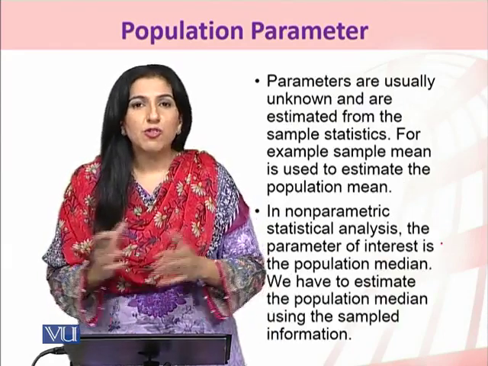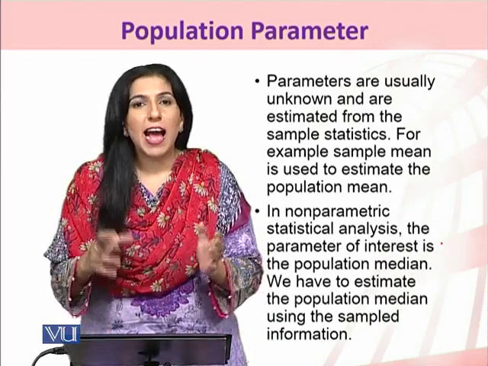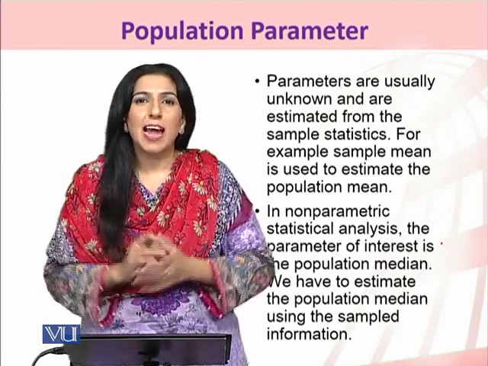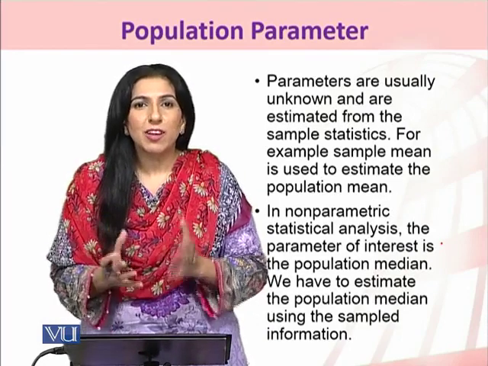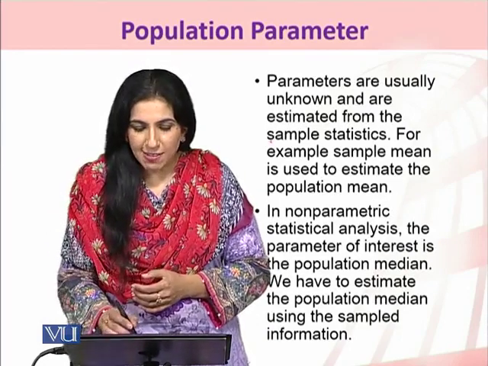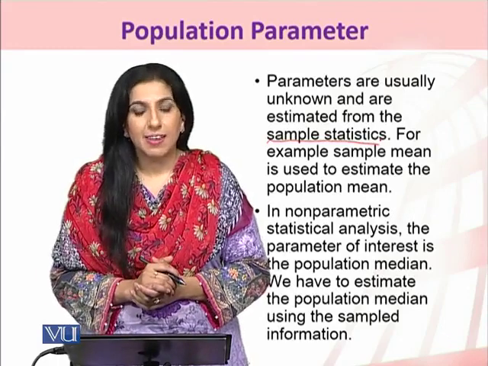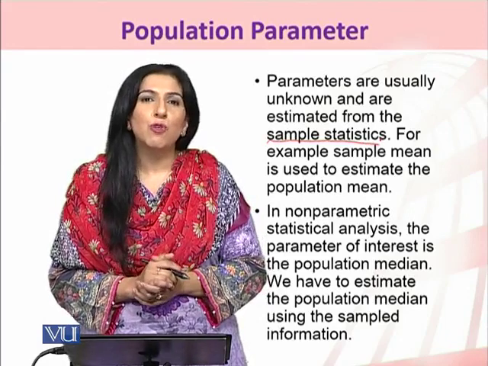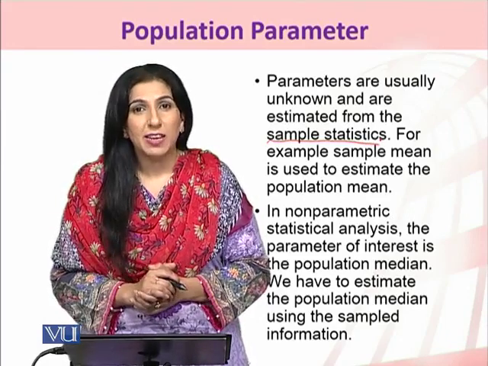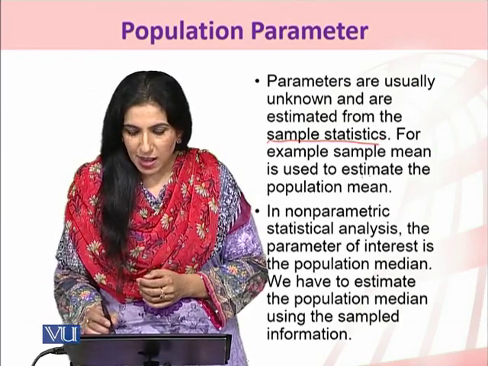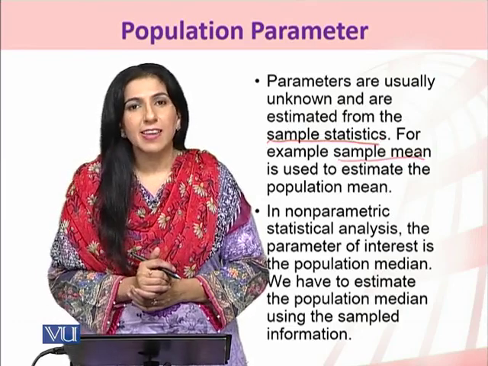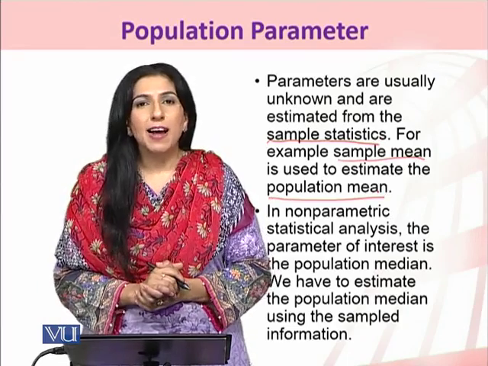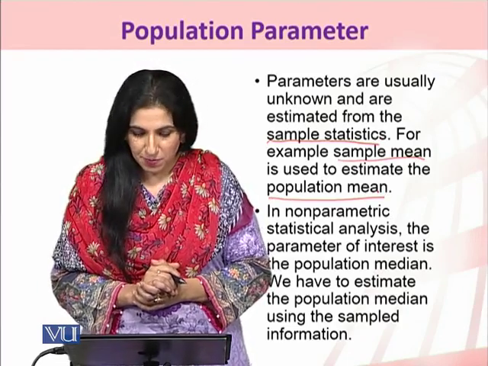Now, because the parameters are unknown, we need to estimate them from the sample. The word we use to describe the sample is known as sample statistic. For example, the sample mean is used to estimate the population mean. So the sample mean here would be the sample statistic, whereas the population mean mu will be the population parameter.